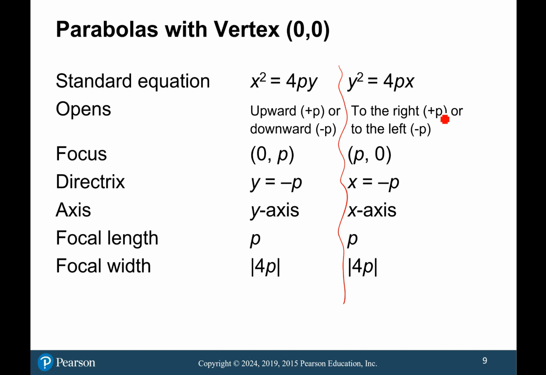So if p is positive, this is a parabola that's going to open to the right. If p is negative, this parabola will open to the left. And the focus, now notice everything flips. We switch the x and y variables. The focus is now at the point (p, 0) instead of (0, p). The directrix is going to be a vertical line. The axis of symmetry is going to be the x-axis now, but the focal length and the focal width are going to be the same.